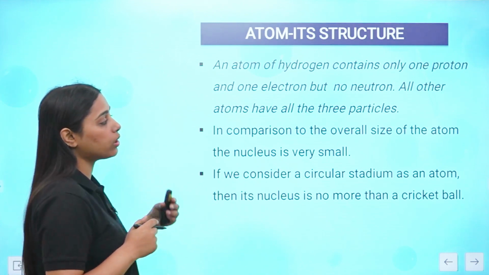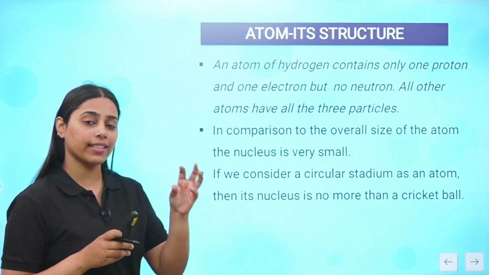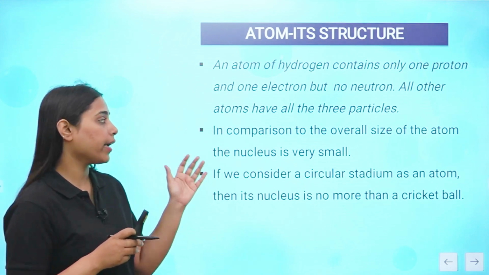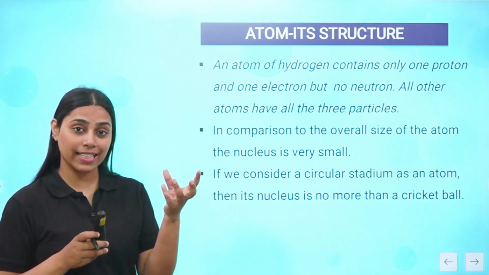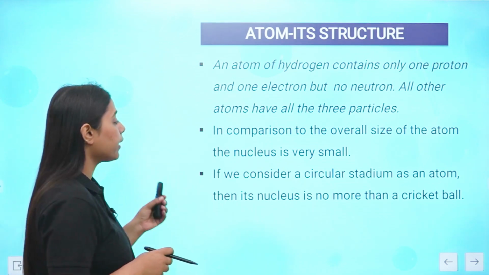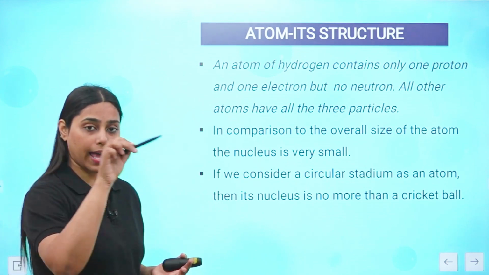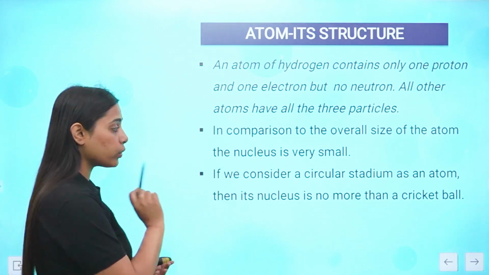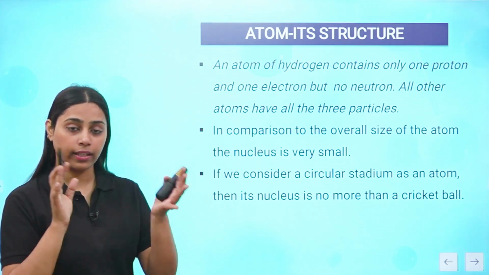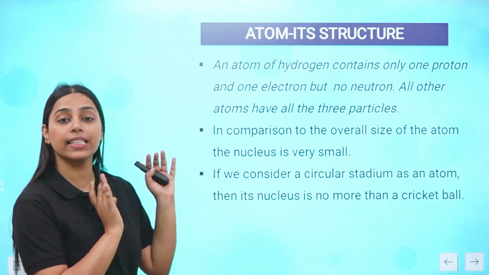In comparison to the overall size of the atom, the nucleus is very small. It is that central part, a very small region in the atom. It exists, but it is very small. If we consider a circular stadium as an atom, then its nucleus is no more than a simple cricket ball. From this analogy you can understand what a nucleus is in an atom.